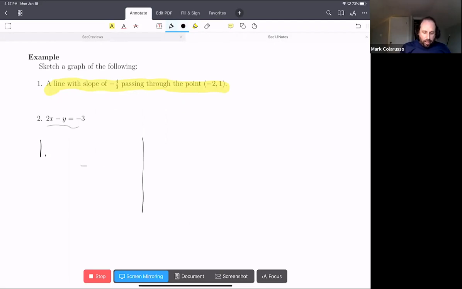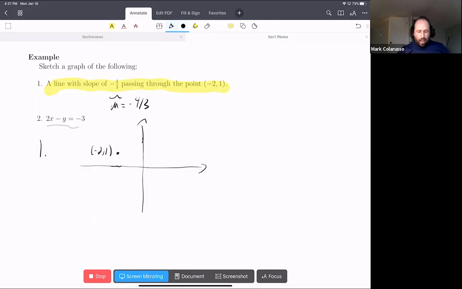And this you can be a little bit rough if you don't have grid paper. It's hard to say exactly where things go. But maybe we can be smart about this. The point minus 2, 1 is somewhere along here. And then the line should have a slope of minus 4/3.